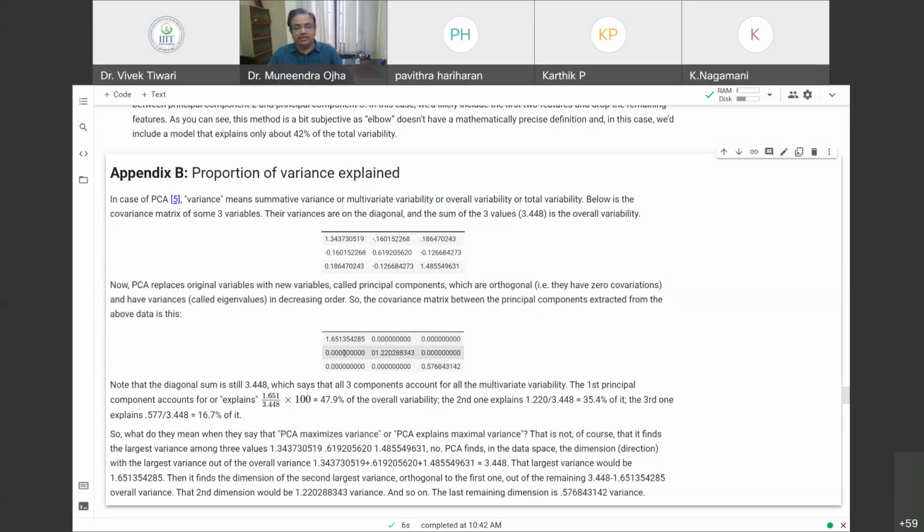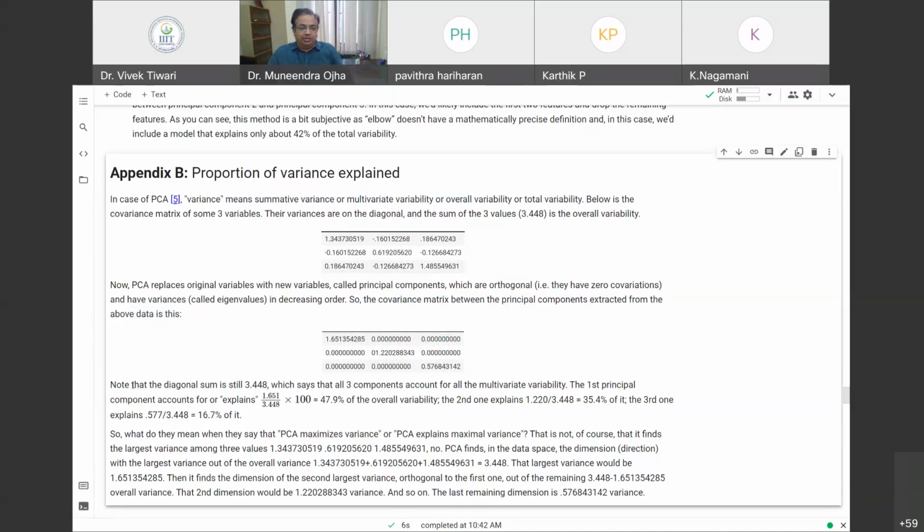There is no covariance between the first column and the second column, which is why these values are zero. First column versus third column, again zero. So the non-diagonal elements are zero because this is a covariance matrix of principal components. This is the covariance matrix of the principal components extracted from the above data.